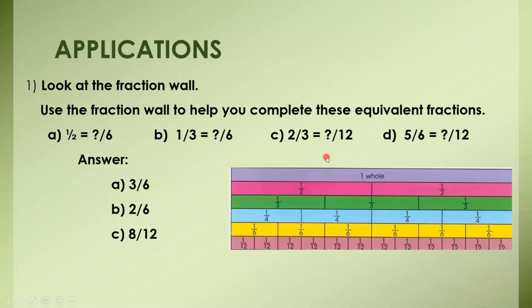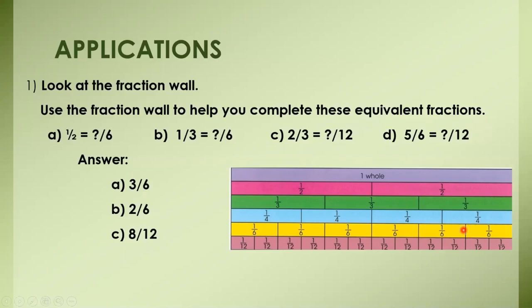Okay, next is about D part. D part means 5 by 6 equals dash by 12. So 5 by 6. Can you notice any 5 by 6 fraction here? No, but we can find out from the fraction wall with denominator 6. So here it is mentioned as 1 by 6. But we need to find 5 by 6. 5 by 6 means 1 by 6, 2 by 6, 3 by 6, 4 by 6, and 5 by 6. So 5 by 6 starts from here and ends a bit here.